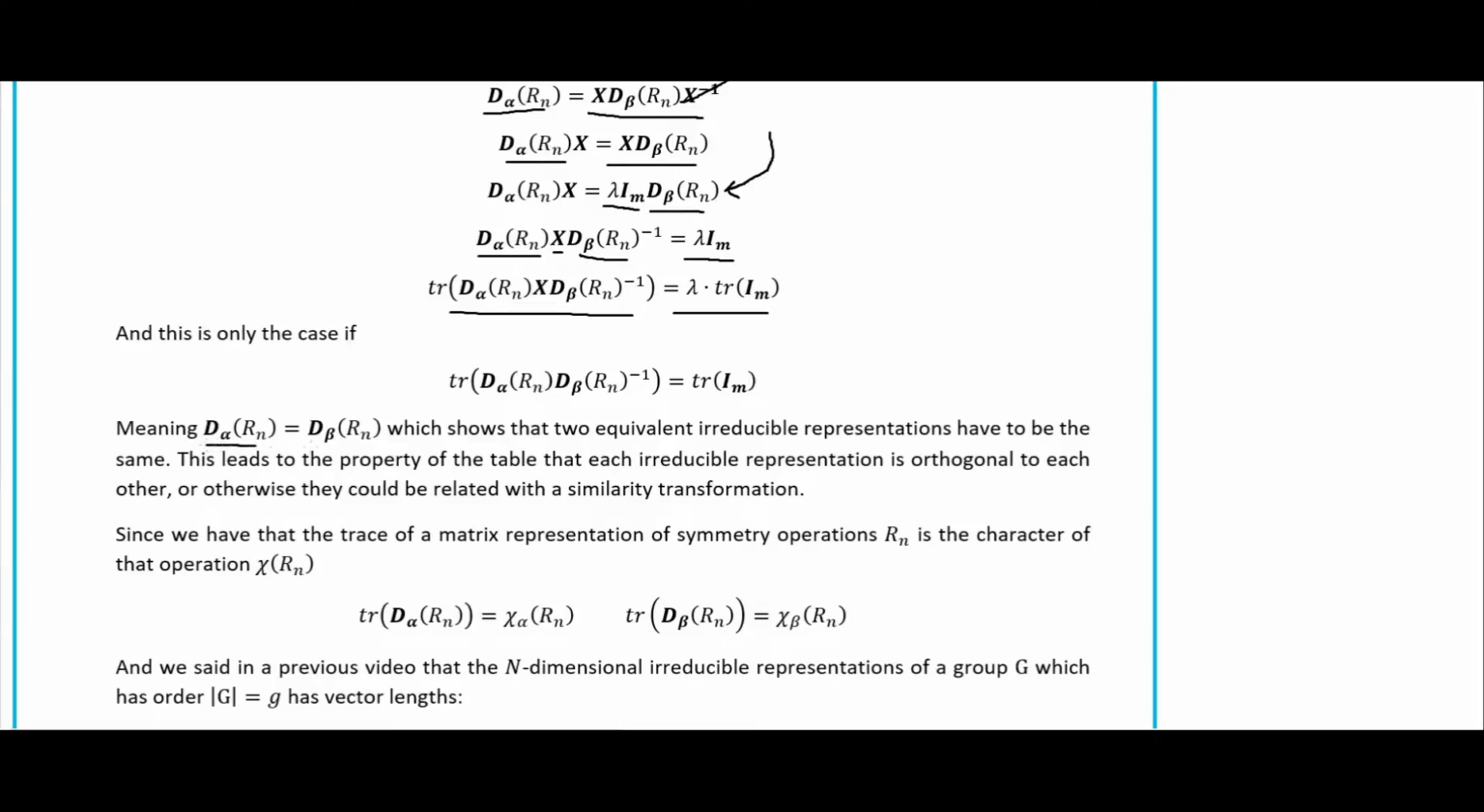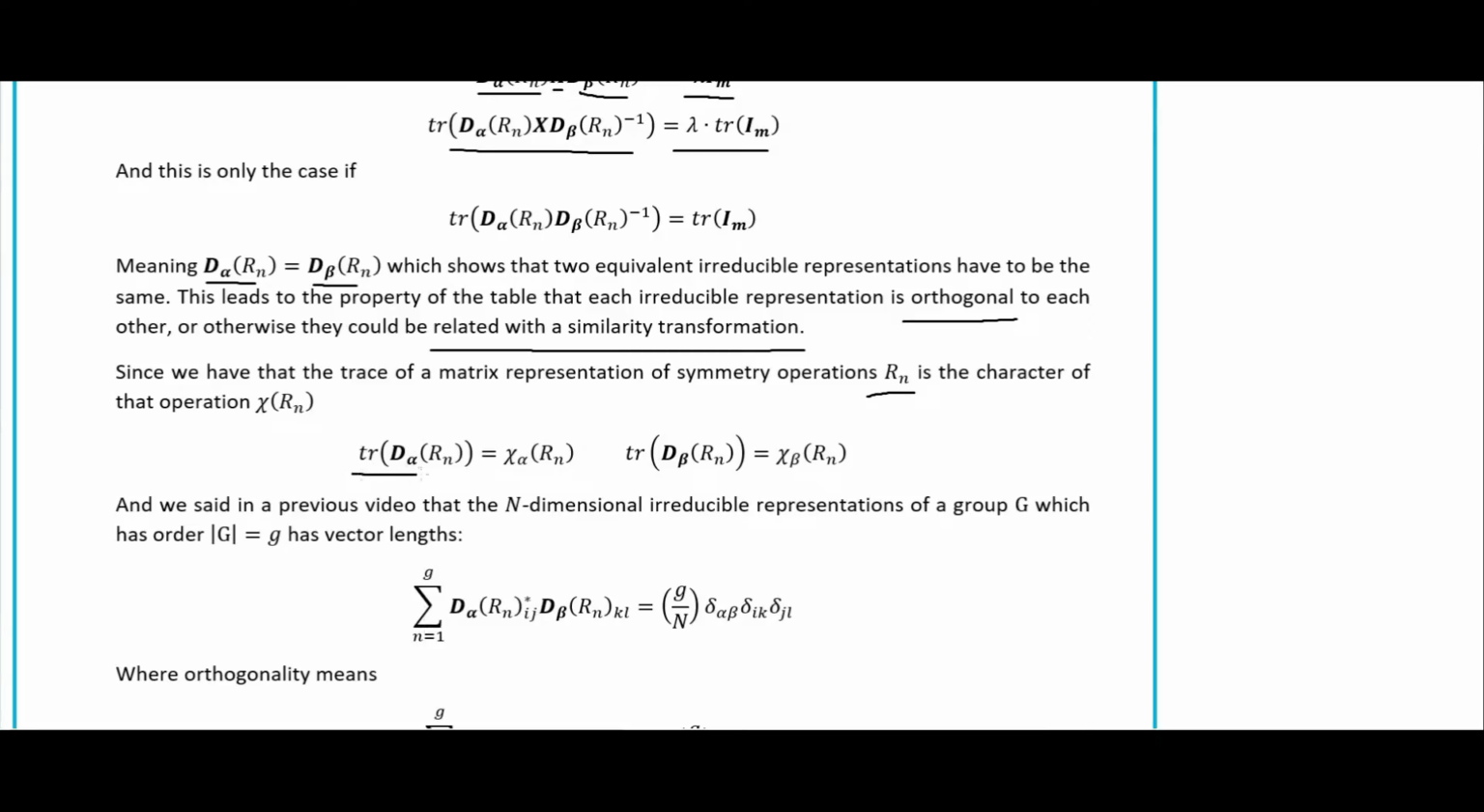And so that means that these are the same. This leads to the property that each irreducible representation in the table is orthogonal to each other, or otherwise they could be related with a similarity transformation. Since the trace of a matrix representation of symmetry operations is the character of the operations, we can then make this relation. So the trace of our d alpha irreducible representation is equal to this chi alpha character, and the same for our d beta and chi beta here.